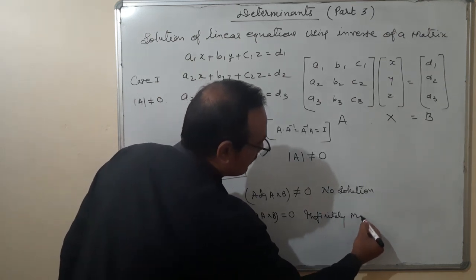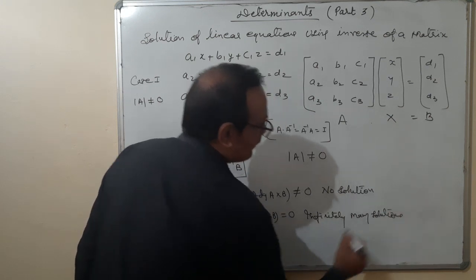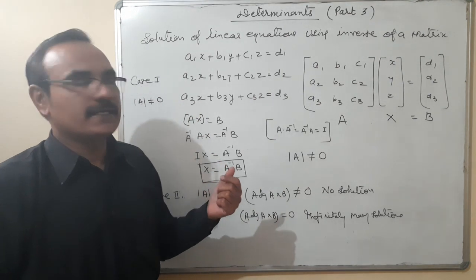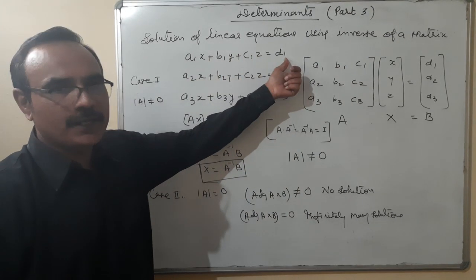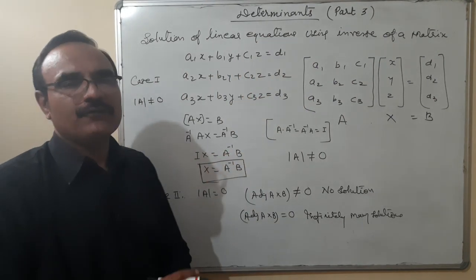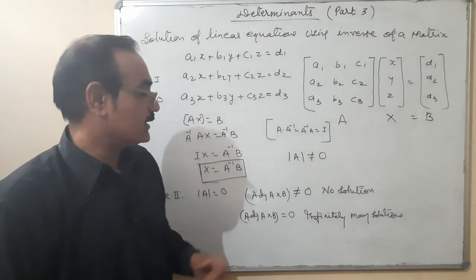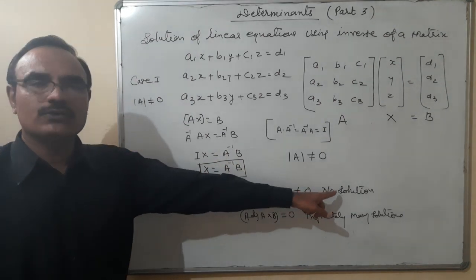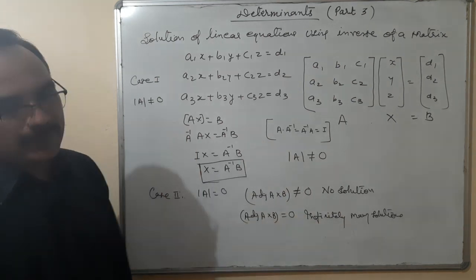Infinitely many solutions. And for finding the infinitely many solutions, one of the variables will be considered as k. Suppose a1x plus b1y plus c1k is equal to d1. This will be shifted here, and using the same method we get the values of x, y in terms of k. So that is the third case. Adjoint A into B not equal to 0 means no solution. Adjoint A into B equal to 0 means it has infinitely many solutions.